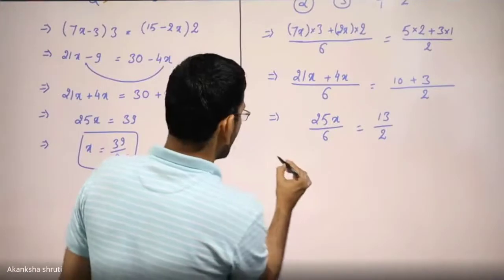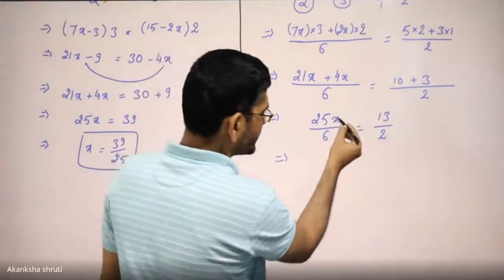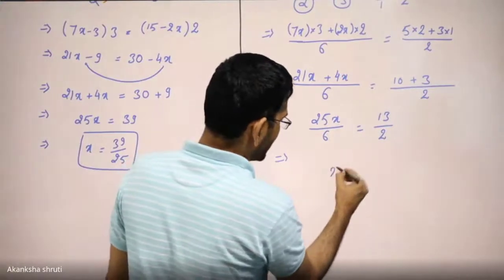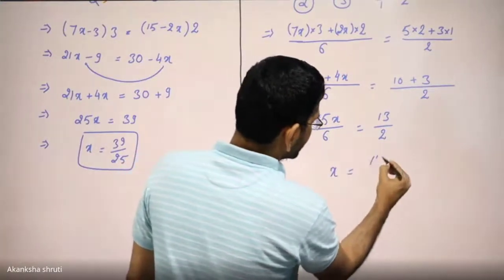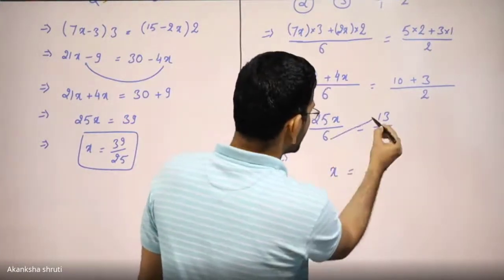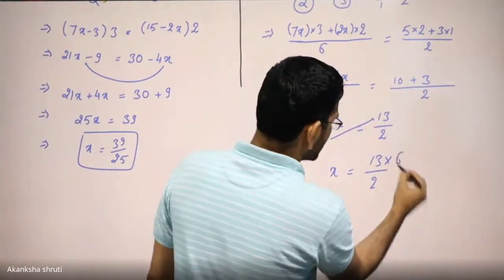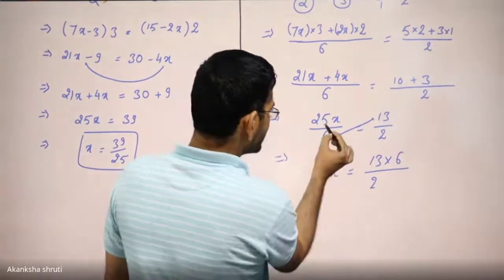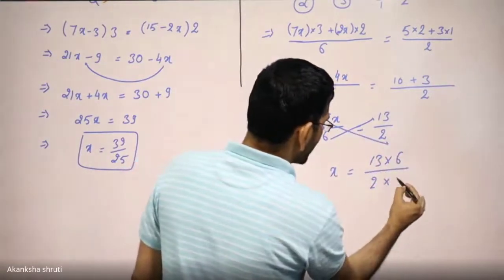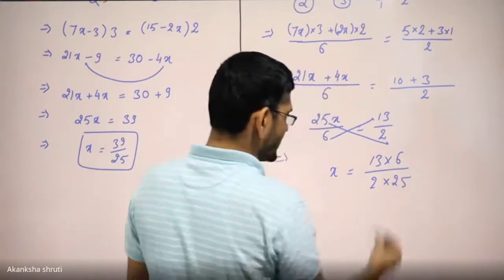Now again you need to find the x. So no need to go for complete cross multiplication. You just keep the x here. It is 13 by 2. Students, whatever this 6, you need to go in numerator of this 13. And whatever this coefficient 25, you go in denominator multiplied by 2. If anything is common, that can be cancelled.